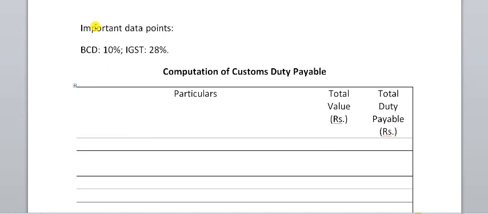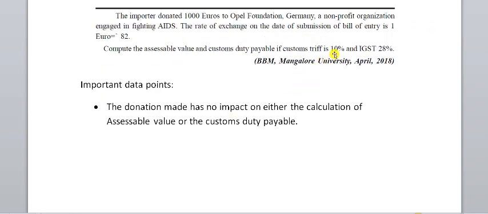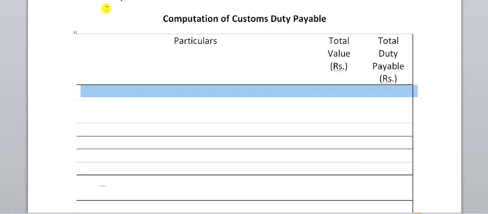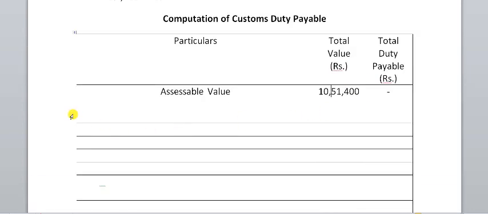Once we find that out, we have to find out the customs duty payable. So first let us look at the important data points. Basic customs duty 10%, IGST 28%. If you want, we can once again recheck. See here, basic customs duty tariff is 10% and IGST is 28%. So let's move on. First we will take the assessable value 10,51,400. We have taken the same amount once again.